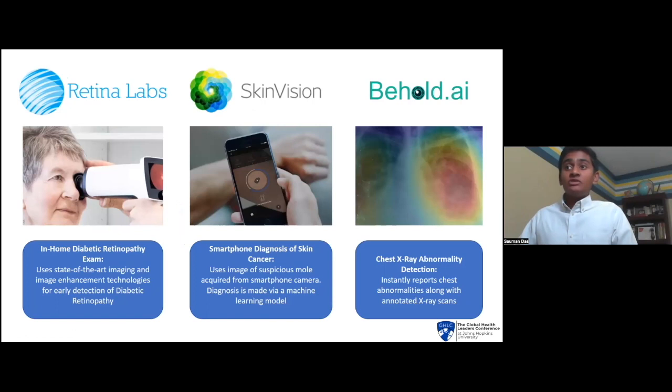However, we've already seen evidence that machine learning has moved past this research phase. It has made its way into the medical industry through corporate products also. In the past decade, several companies have developed products that utilize machine learning to provide patients with an accurate diagnosis in an efficient manner. For example, Retina Labs gives their patients at-home diabetic retinopathy exams. SkinVision diagnoses melanoma and other skin diseases directly from a smartphone application. And finally, Behold.ai is able to provide instant and automatic feedback to doctors just given a chest X-ray scan.